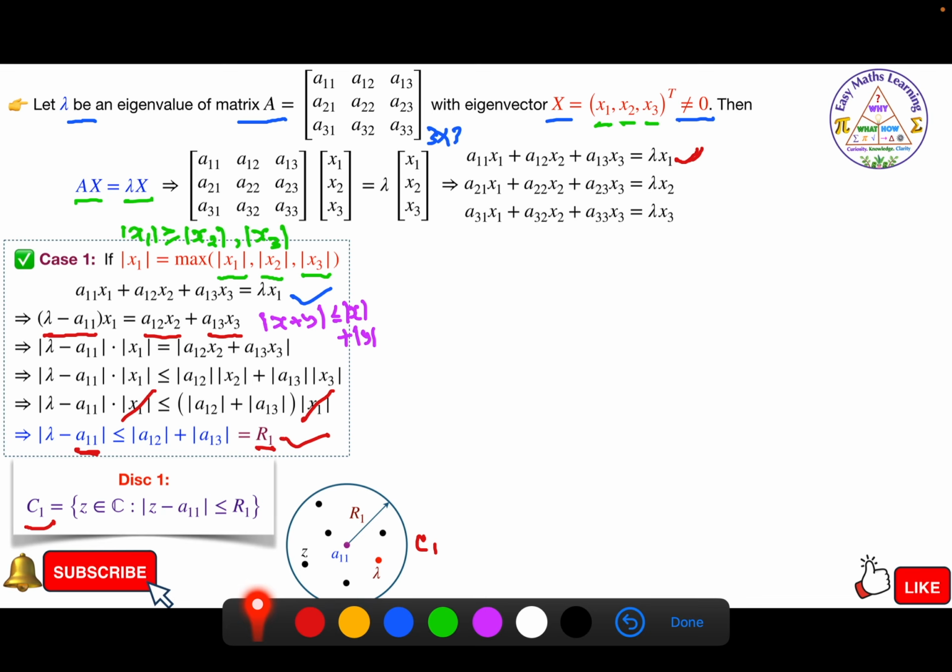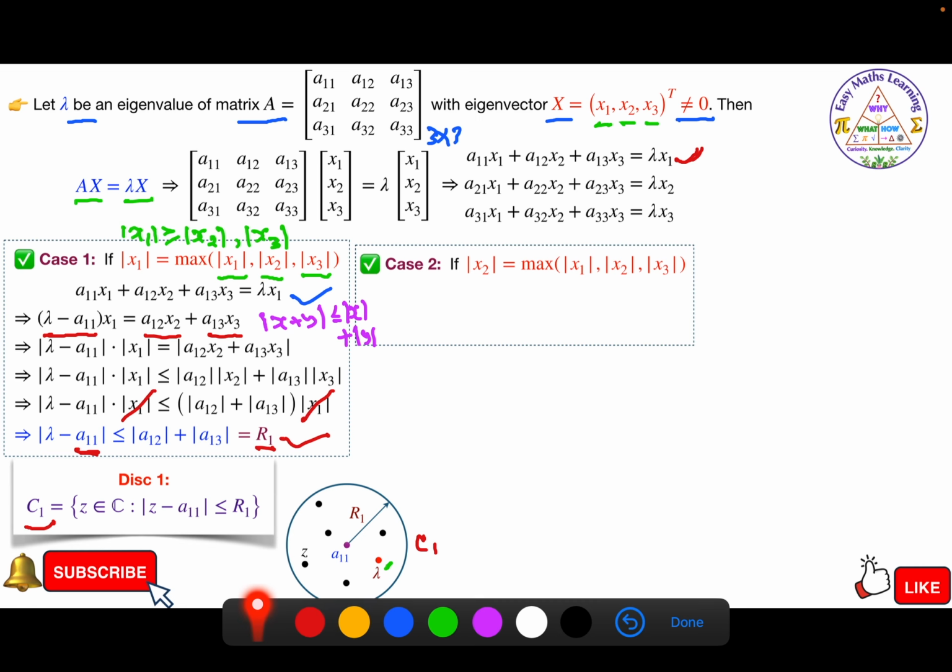This disk contains the complex numbers z, the points whose distance from the center is less than or equal to its radius, R1. And the important thing is that this lambda satisfies this inequality, meaning lambda, which is the eigenvalue, lies inside the disk. You can see here, this is the lambda which is inside the disk.